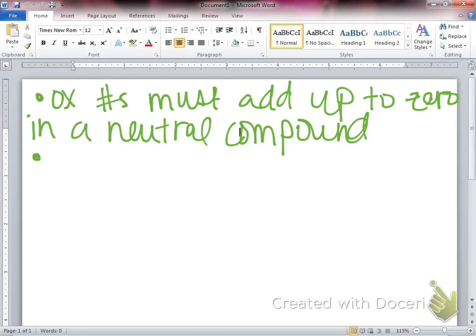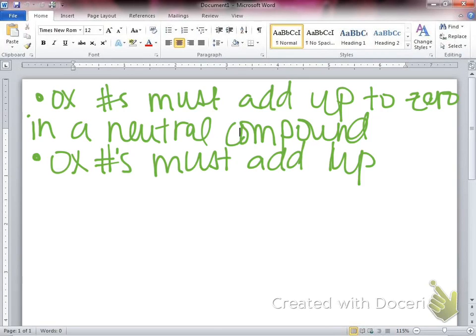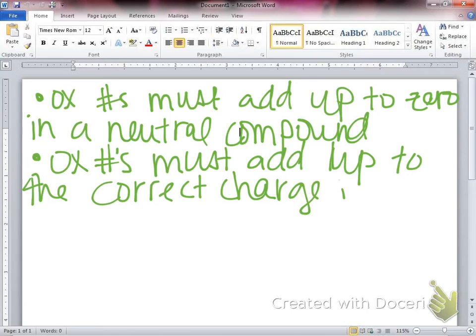Okay, the same is true for charged molecules. Oxidation numbers must add up to the correct charge in an ion. Okay, remember an ion is any charged particle. So if we've got a compound that has a charge, that means our oxidation numbers need to add up to that particular charge. Okay, if our charged molecule is -2, our oxidation numbers have to add up to -2.